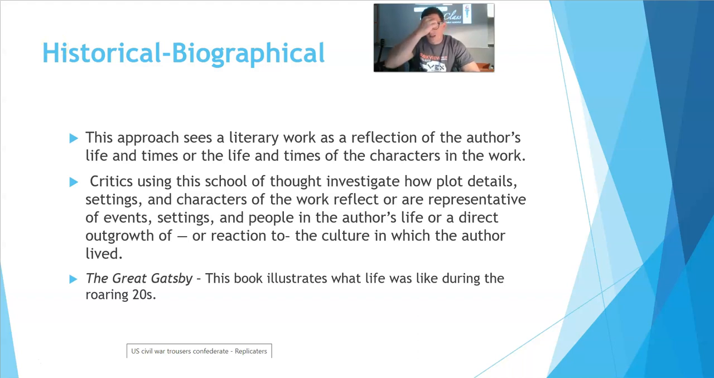Okay, and so historical analysis looks at the piece as being reflective of the time and what it says about the time, or it can be biographical, where we look at how this piece, even if it is a fictional thing, actually reflects a lot of biographical information that deals with the author. Okay. All right.